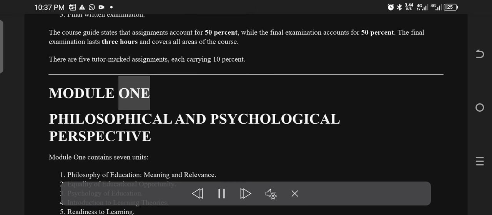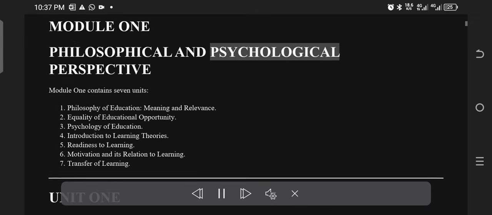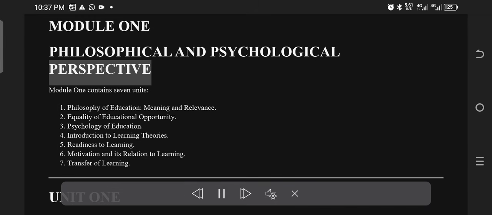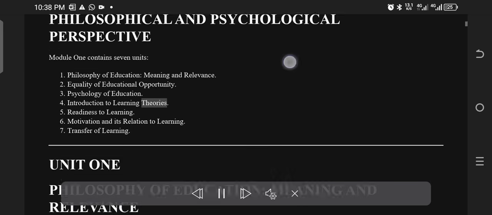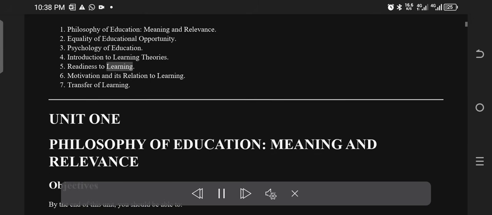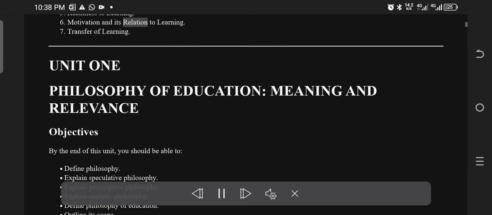Module 1. Philosophical and Psychological Perspective. Module 1 contains 7 units. Philosophy of Education, Meaning and Relevance. Equality of Educational Opportunity. Psychology of Education. Introduction to Learning Theories. Readiness to Learning. Motivation and its relation to learning. Transfer of learning.